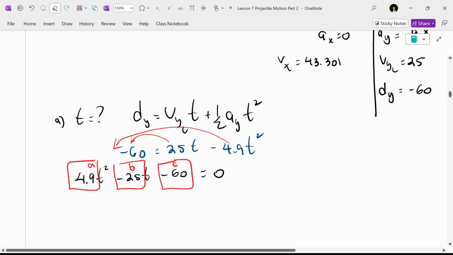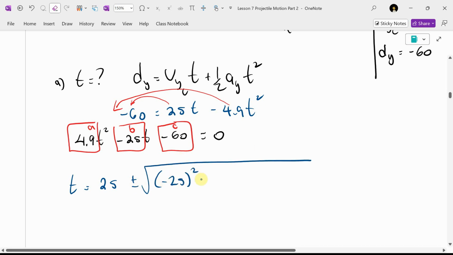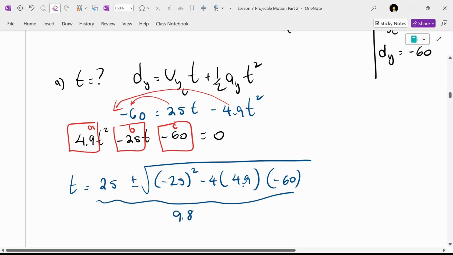Now, those of you that have the built-in solvers, go. You'll be done in about 10 seconds. Those of us that don't, we need to solve a quadratic. Quadratic formula is on our formula sheet. It's going to be not x equals, t equals negative b, so negative negative 25 is positive 25, plus or minus the square root of negative 25 squared minus 4 times a times c, all over 2a. You know what? 2a is 9.8.